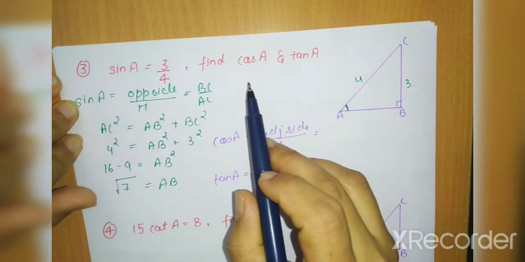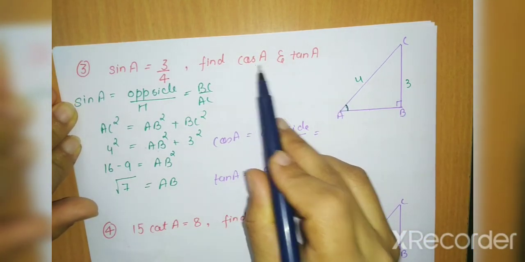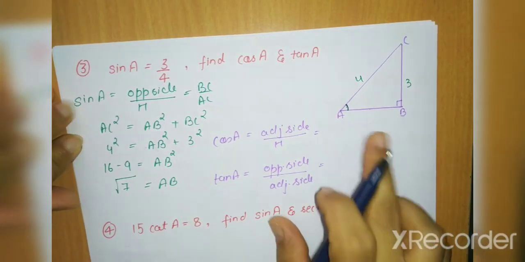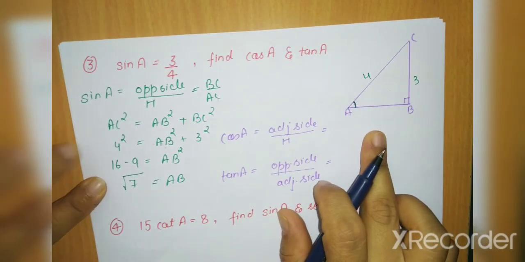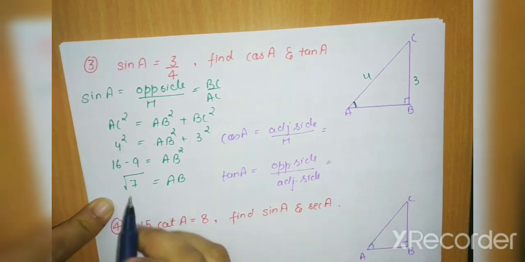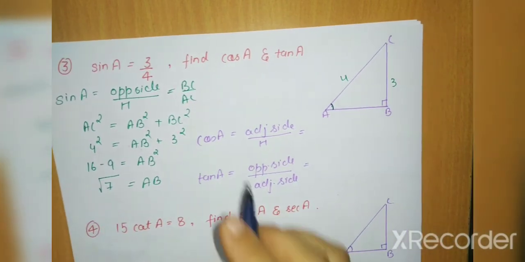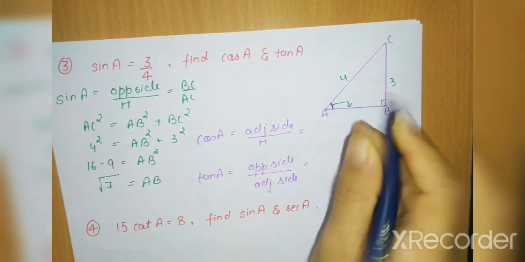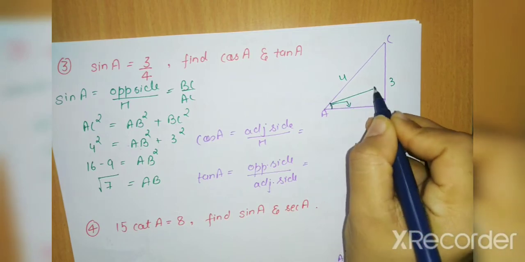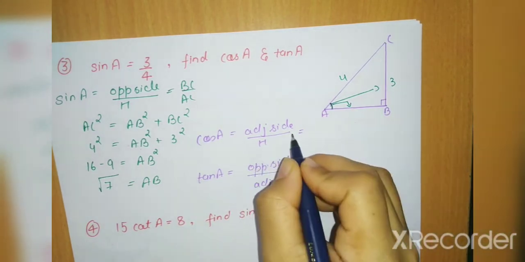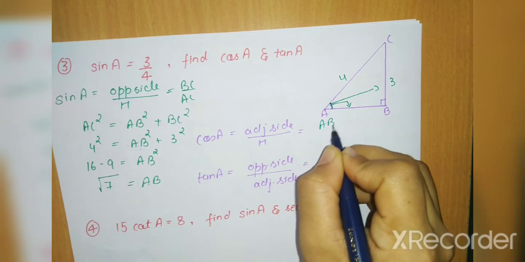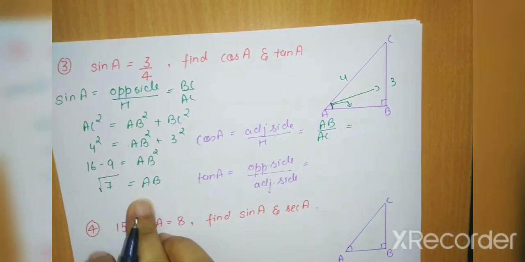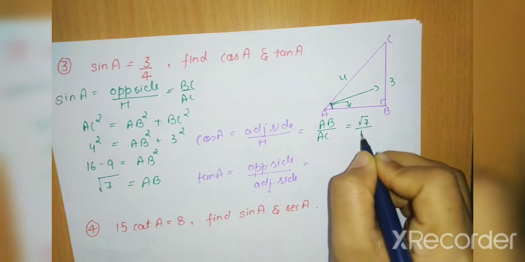Now see, what I want is to find out the value of cos and tan. For that, I need to find out the value of AB. With the help of Pythagoras theorem, I can find out the value of AB, that is root 7. Now see, cos A means this angle. For this angle, this will be the adjacent side and this will be the opposite side. Adjacent side, that is AB, by hypotenuse, that is AC. The AB value we have just found, so it is root 7 by 4.